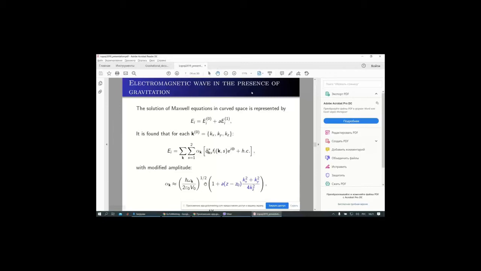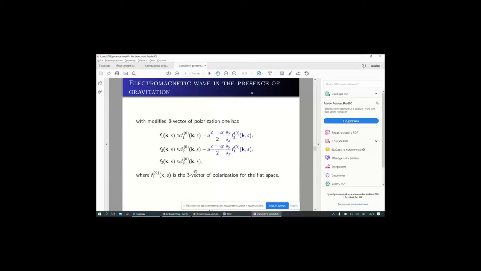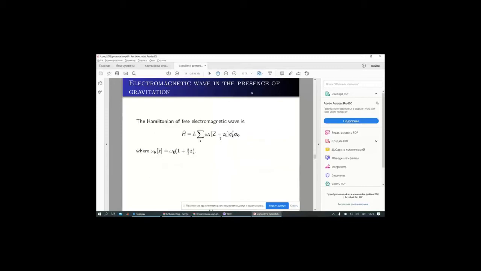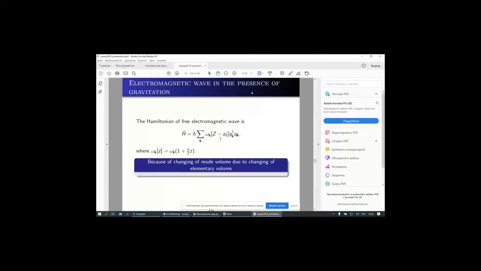Knowing what form this vector has, we can try to write the Hamiltonian of the system in the quantum way. So we use the quantization operation as usual, and find that all the corrections that I mentioned before are reduced, and the only addition changing the Hamiltonian is the change of the volume of the field mode due to the change of the elementary volume.